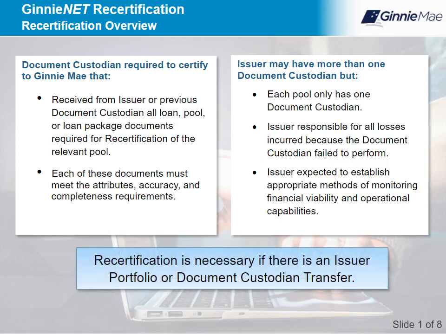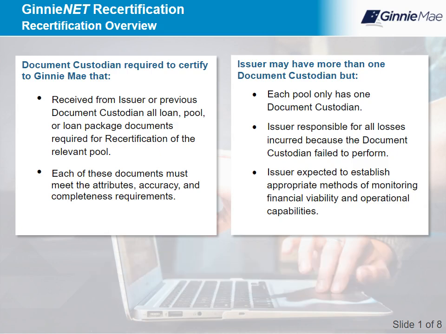Recertification is necessary if there is an issuer portfolio transfer or a document custodian transfer. The issuer of record is required to submit a recertification for all affected pools 12 months from the effective transfer date to Ginnie Mae. All recertifications are done on a pool level and are to be submitted via Ginnie Net.